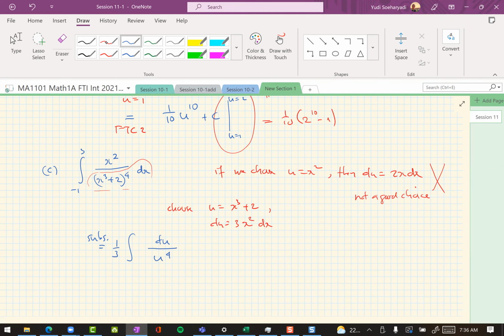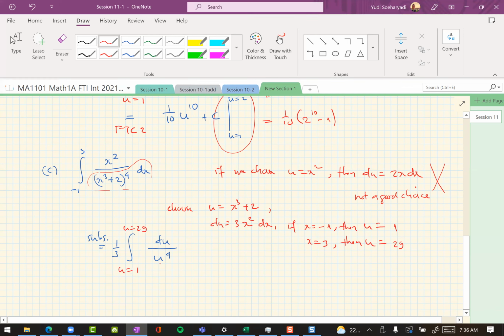Recall that we have to compute also the bounds. If x equals -1, then u equals -1 plus 2, which is 1. X equals 3: 3 cubed, 27 plus 2, 29. So we put this back. u equals 1. There, that's one thing that you need to remember.